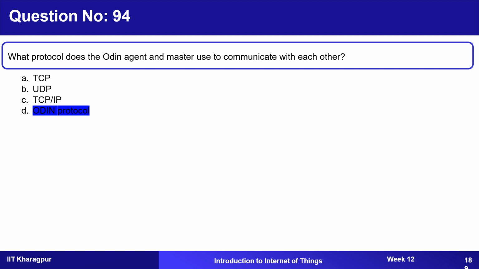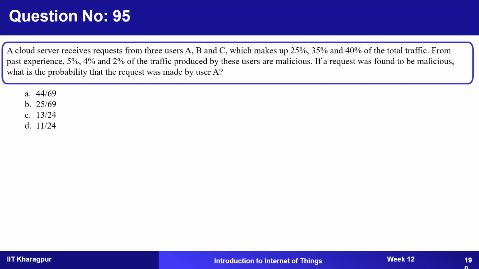TCP/IP, OSI protocol. Okay. Next question: a cloud server receives requests from three users A, B, C, which make up 25%, 35%, and 40% of the total traffic. From past experience, 5%, 4%, and 2% of the traffic produced by these users is malicious. If a request was found to be malicious, what is the probability that the request was made by A? Options are 44 by 69, 25 by 69, 13 by 24, 11 by 24.